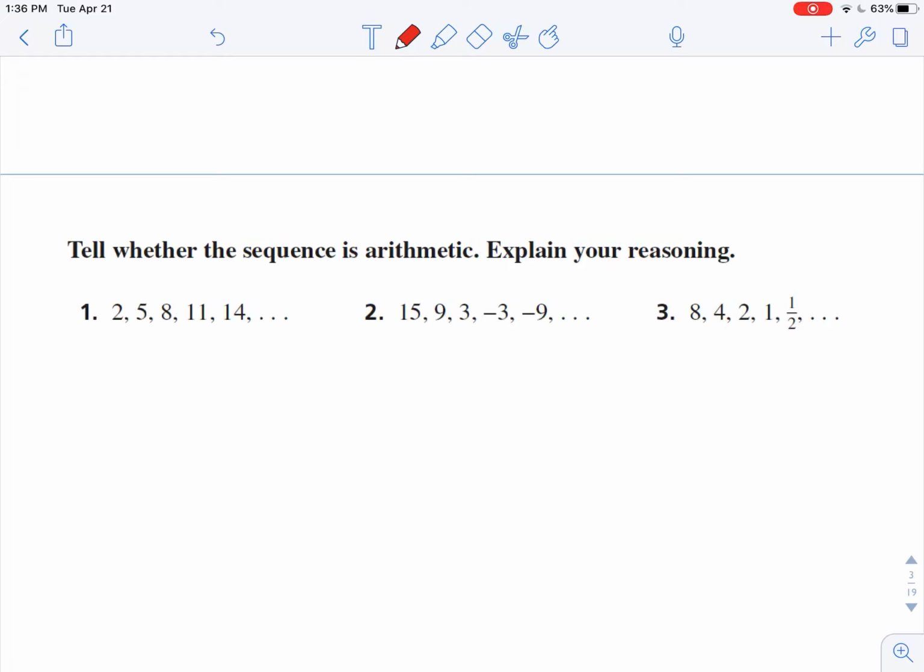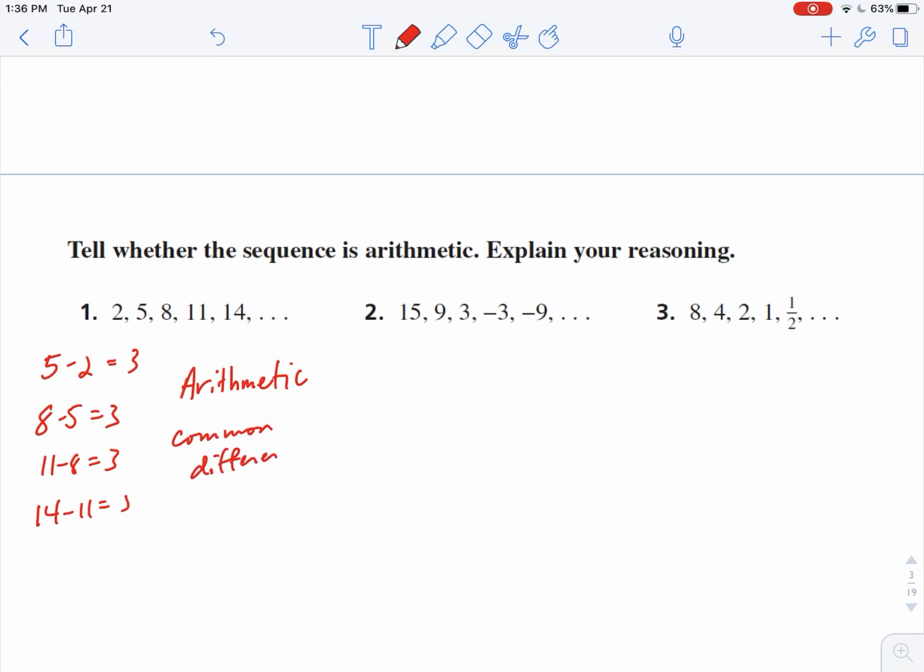So 5 minus 2 is 3. 8 minus 5 is 3. 11 minus 8 is 3. 14 minus 11 is 3. Yes, arithmetic. The common difference is 3.